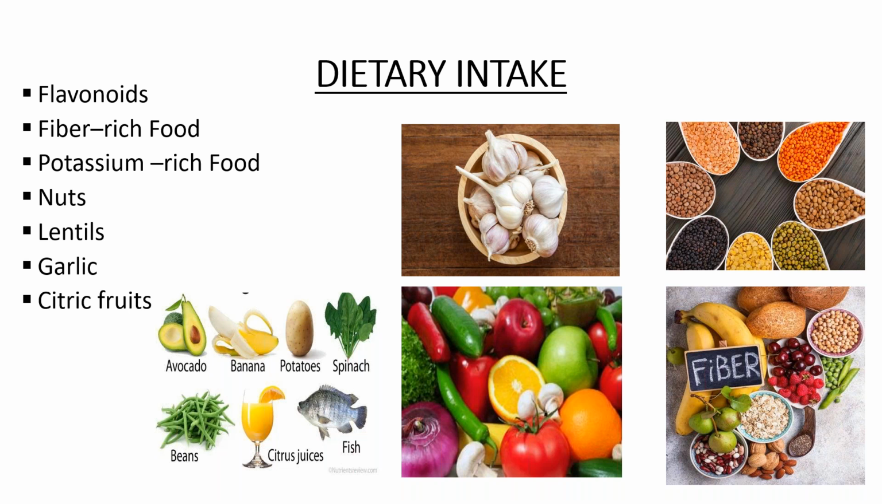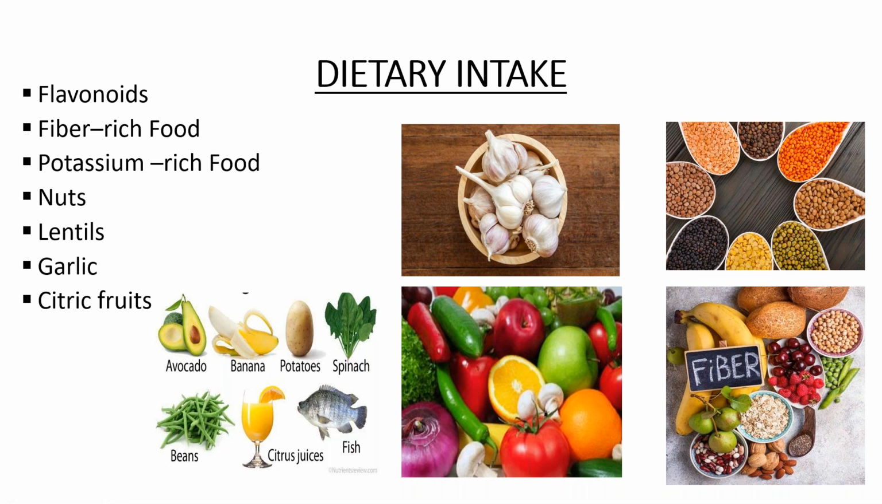Very important. Now, what are the dietary intakes? क्या क्या खाना चाहिए, क्या क्या नहीं खाना चाहिए? Let's talk about that. All right. So flavonoids. What are flavonoids? Flavonoids are onions. They are lemon, tomato, cucumber, mushrooms. These are flavonoids. Okay. These flavonoids improve the blood circulation.